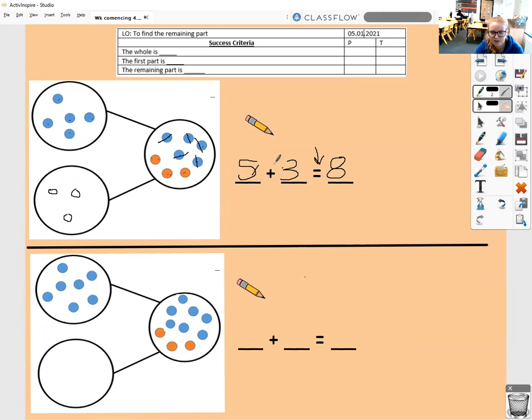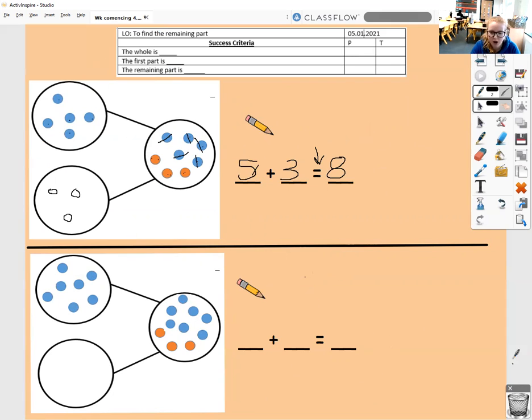So can we say my number sentence? My number sentence is 5 plus 3 equals 8. Can we say my part-part whole model with my success criteria? The whole is 8. The first part is 5. The remaining part is 3. Fantastic.